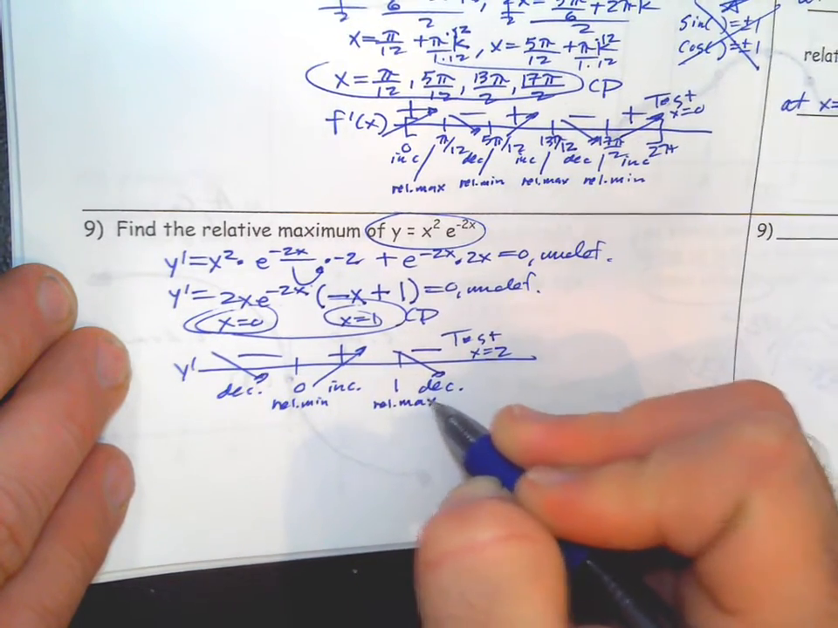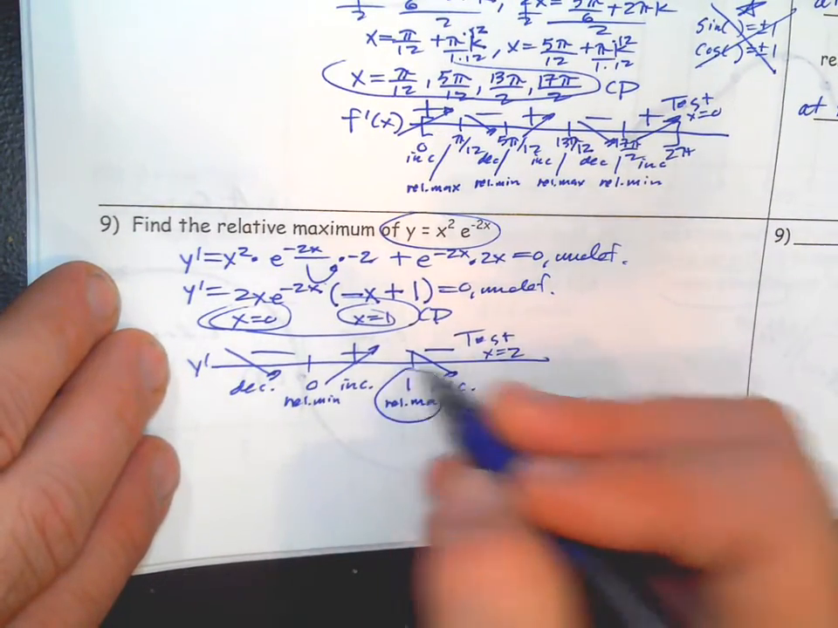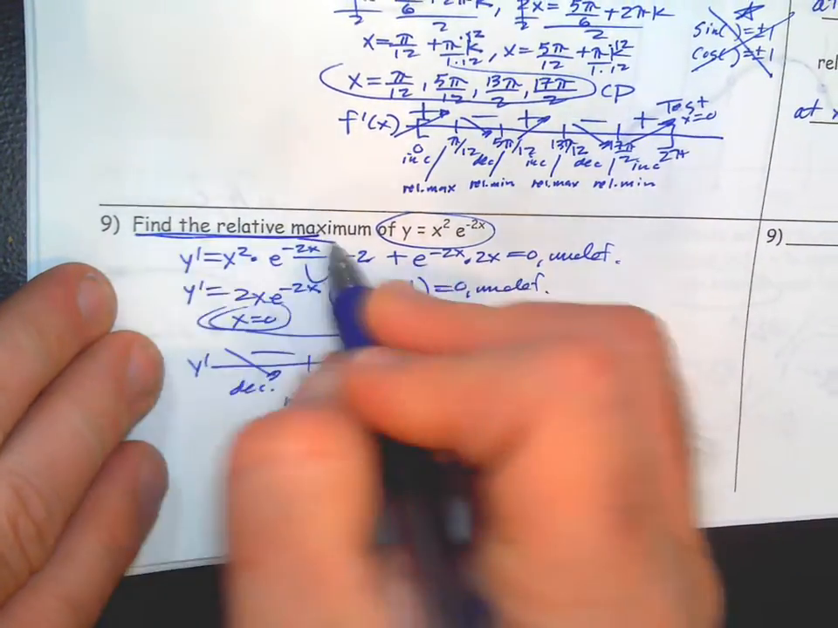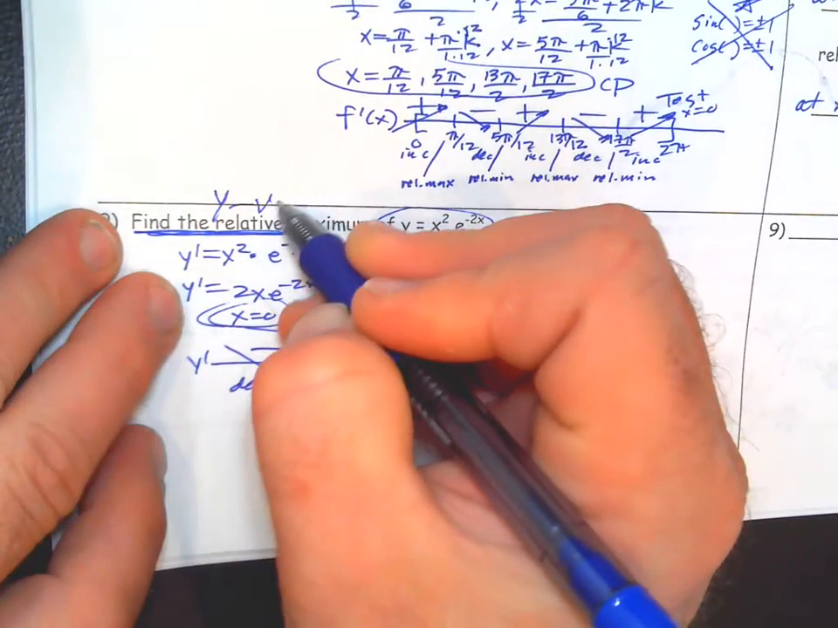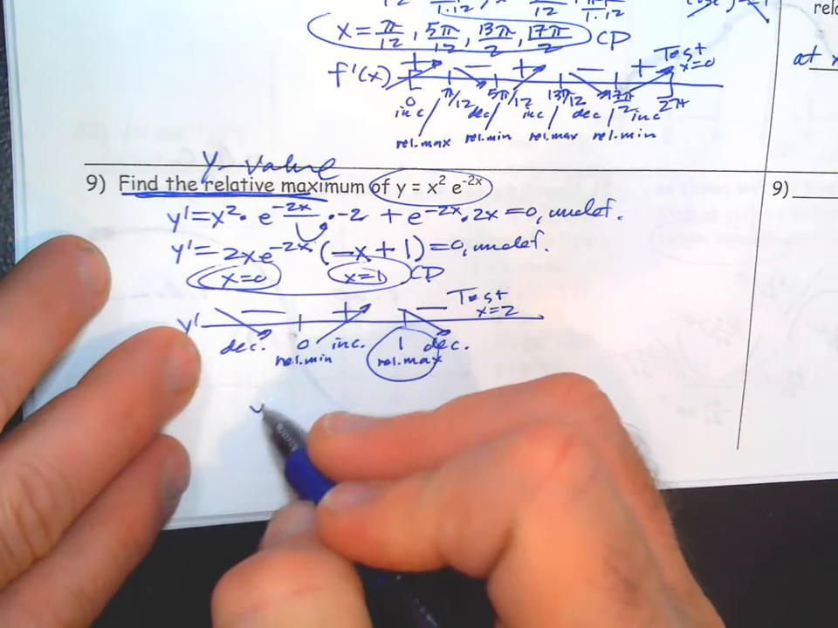We're looking for the relative maximum. So the relative max, this is a location, but it says find the relative max. So that's the y value. So you gotta be careful. We need to plug this back into the original equation.